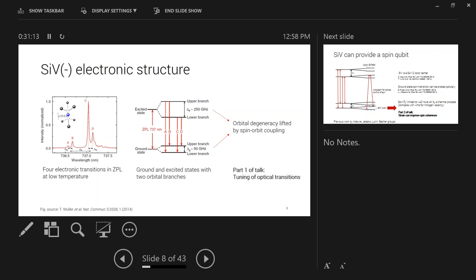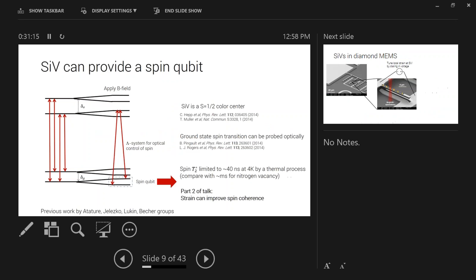Now, in addition to this optical response, the SiV can also provide a spin qubit. And you know that this is a crucial ingredient for this to act as a quantum memory or be used as a quantum node. If you apply a magnetic field, each of these 4 levels splits into 2, because the SiV is a spin half color center. So one of these levels is spin down, and the other is spin up. And you can encode your quantum information in, say, 2 of these spin sublevels, say on the lowest branch. So this constitutes your spin qubit.